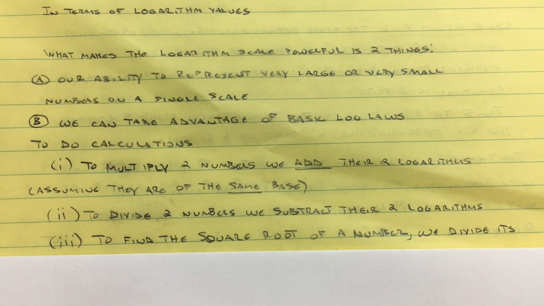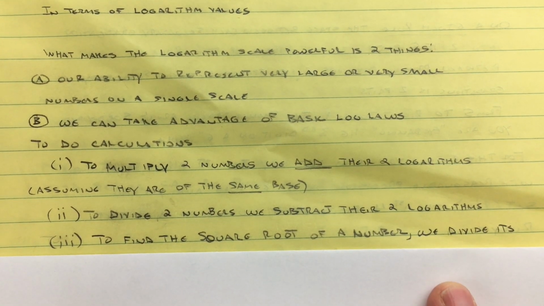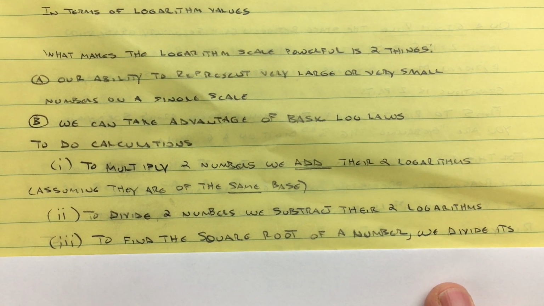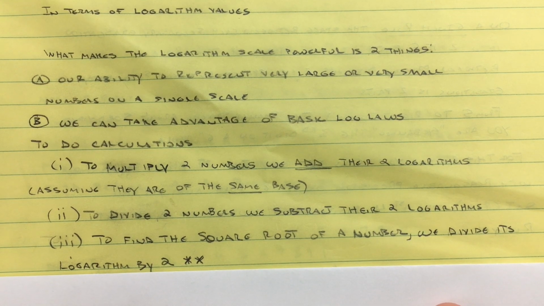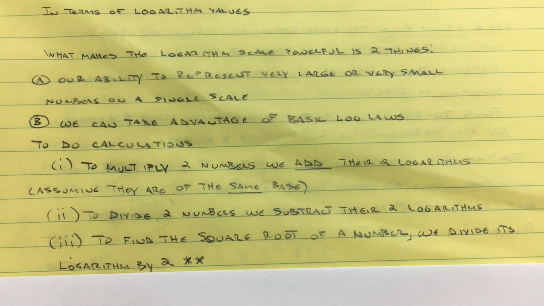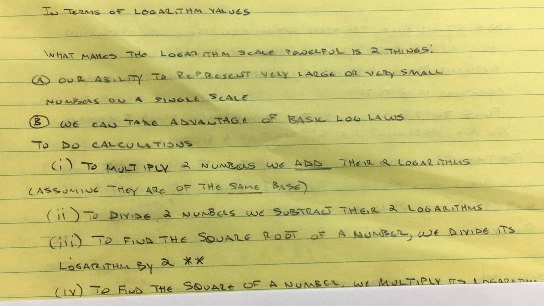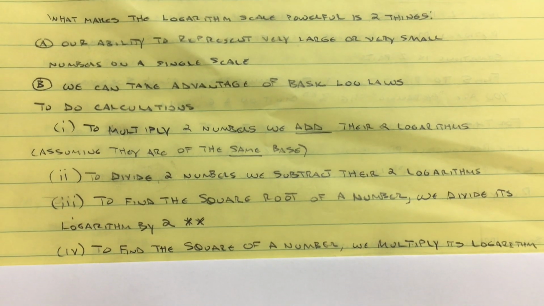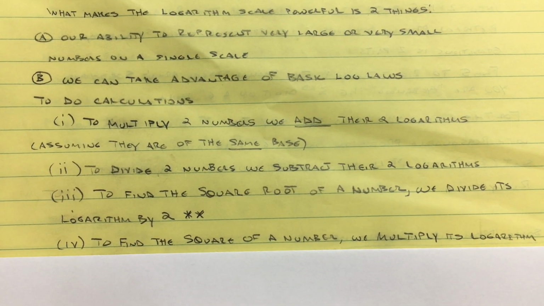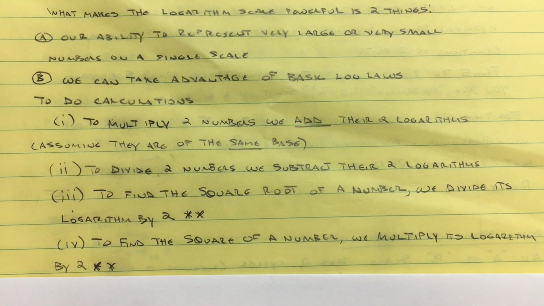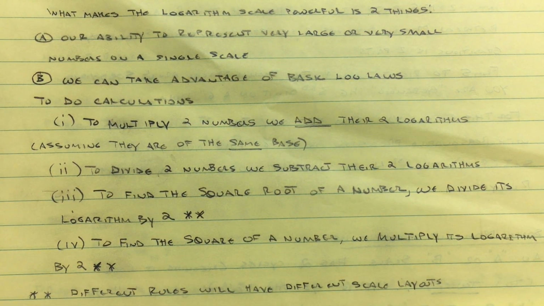Now, let's say we needed to find the square root of a number. We divide its logarithm by 2. And what the asterisks are about is it depends upon how the scale is laid out. To find the square of a number, we multiply its logarithm by 2. And again, that depends upon how the scale is laid out.